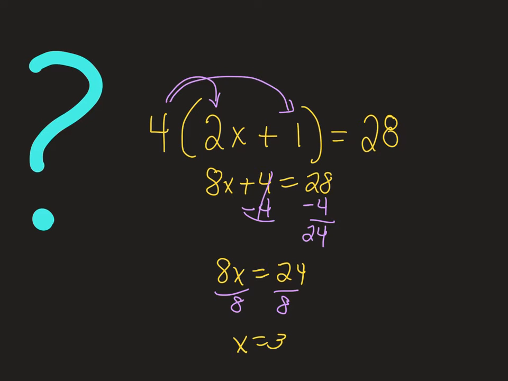Did you end up with 3? X equals 3. So I distribute and I get 8x. I get 4 in the back, 4 times 1. Subtract 4, that makes 24. Rewrite, divide by 8, get a final answer of 3.